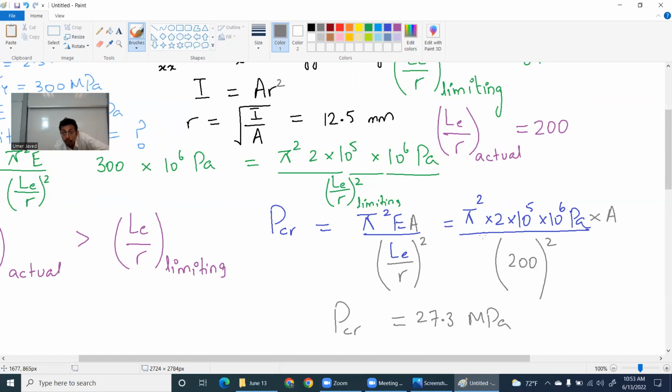So this is LE over R actual. Or if you don't like it, you can use P critical is equal to, as Hussain used, pi square EI over LE square. You can use Hussain's technique or my technique. Either way, you will get the right answer. Again, this LE is the actual, because the case is hinged. We have to talk about the actual. This is also actual.